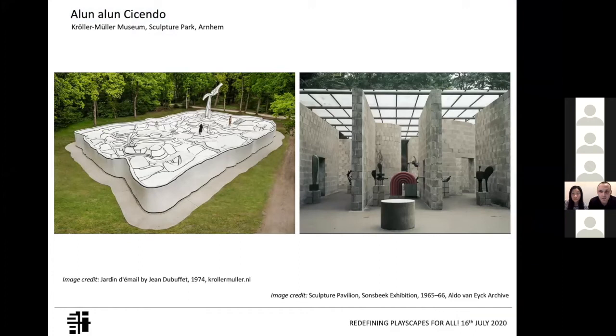One is the Jardin d'Émail by Jean Dubuffet. And it's really a fantastic piece. We have been there with our son. It is an installation from, as you can read, 1974, and it's a glass fiber epoxy composite. So you can climb up and crawl up through a hole, and then you're up on this almost alien, strange landscape. You feel like you are in a surrealist painting somehow.